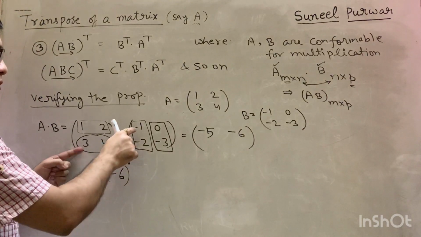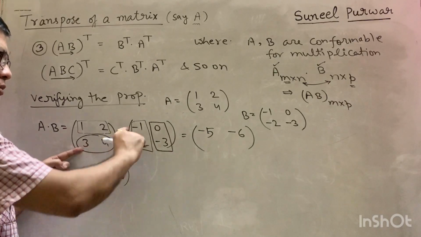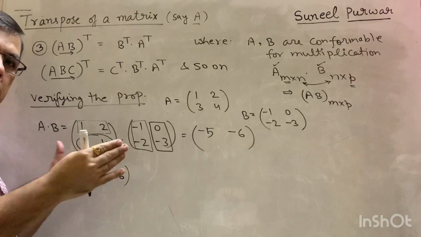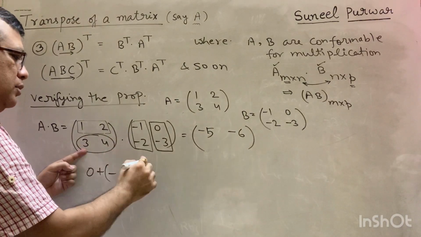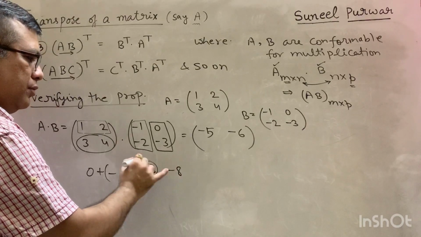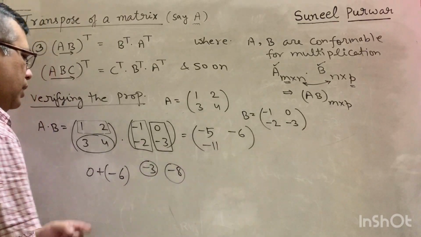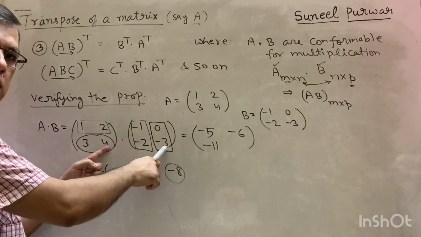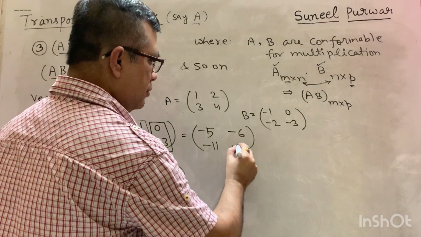So 3, 4, -1, -2, second row, then taking with the first column. Multiply the corresponding elements. 3 into -1, -3, 4 into -2, -8, and their sum would give you what? -11. Then 3 into 0, 0, 4 into -3, -12. So that gives you what? -12.